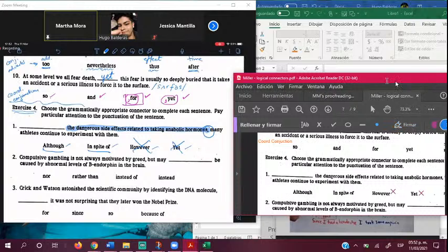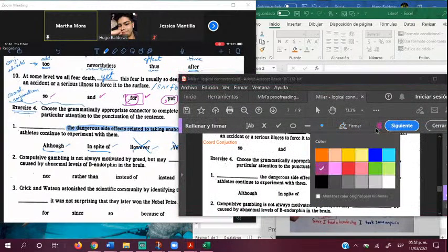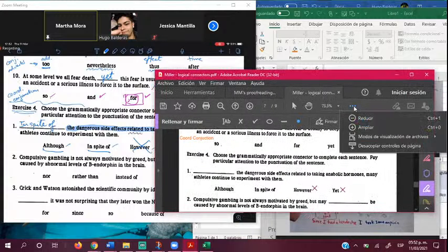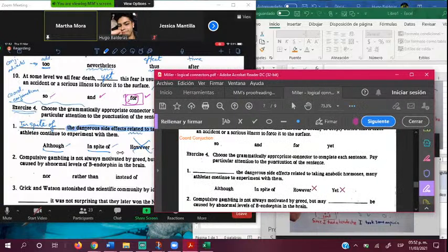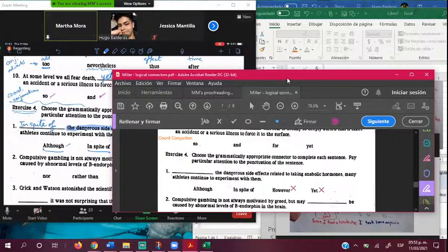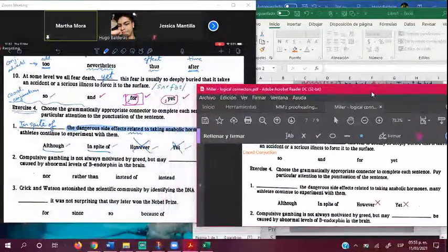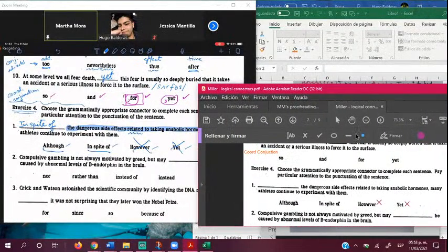In spite of, exactly. Because we don't have a sentence, so we need "in spite of." This looks like a conjugated verb, but it's not a verb, it's a past participle. Los efectos colaterales relacionados, no? It's not a conjugated verb, it's an adjective in plural, masculine when you translate it in Spanish.